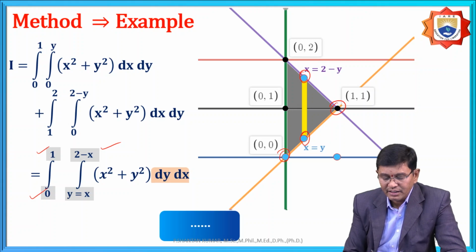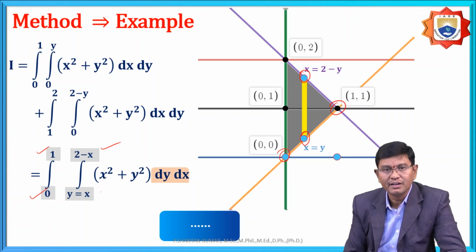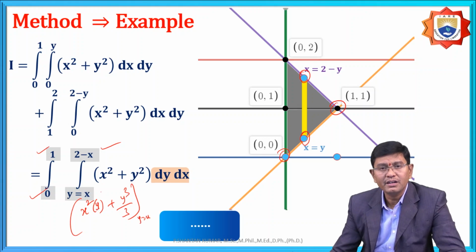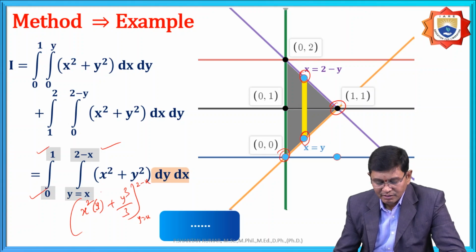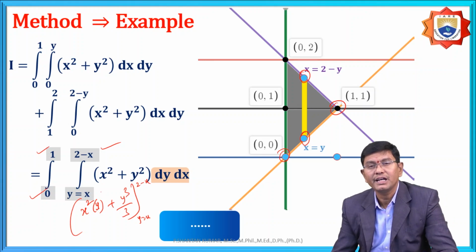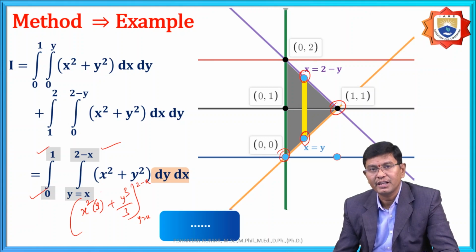Therefore, first we need to integrate with respect to y, that means x square is treated as constant, the rest of the value is 1 plus y square. Integration gives y cube by 3, the limits are in between y is equal to x and 2 minus x. We need to integrate with respect to y, and after replacement of the limits, we further integrate with respect to x to find the solution of the given problem.